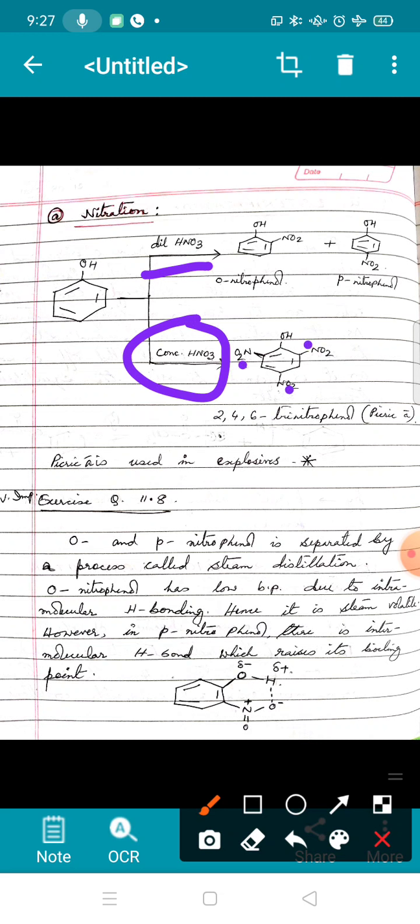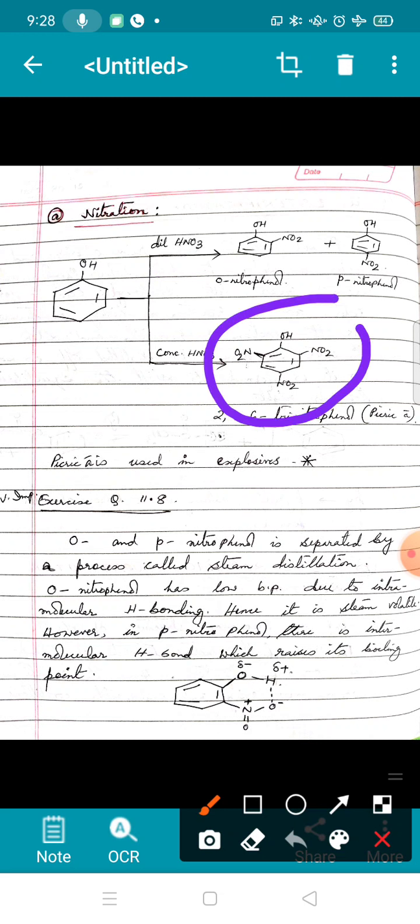In case you add concentrated nitric acid, all the three ortho and para positions get substituted and you get 2,4,6-trinitrophenol, which is commonly known as picric acid. Now this picric acid is used in explosives, but the quality of picric acid we get here is not very good. It forms a tar compound. Tar means very sticky black mass. Picric acid will be a solid yellow compound. So we'll do later how to prepare picric acid in a better method.